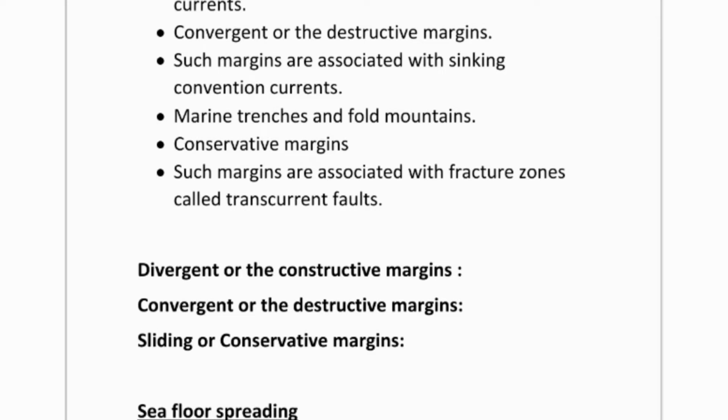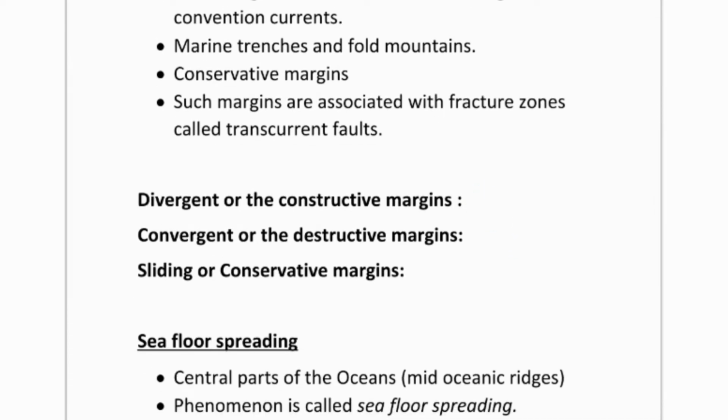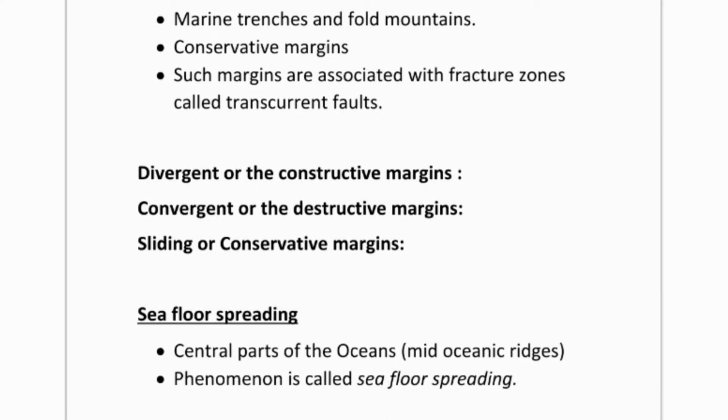The zones where adjacent plates move away from each other are called divergent or constructive margins. Mid-oceanic ridges are formed along such margins. Such margins are associated with rising convection currents. Margins where plates moving from opposite directions converge against each other are called convergent or destructive margins. Such margins are associated with sinking convection currents.